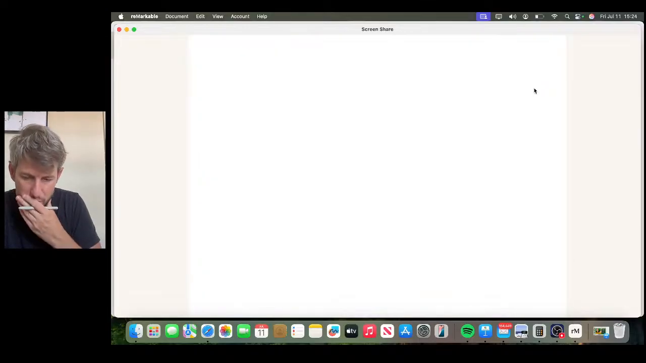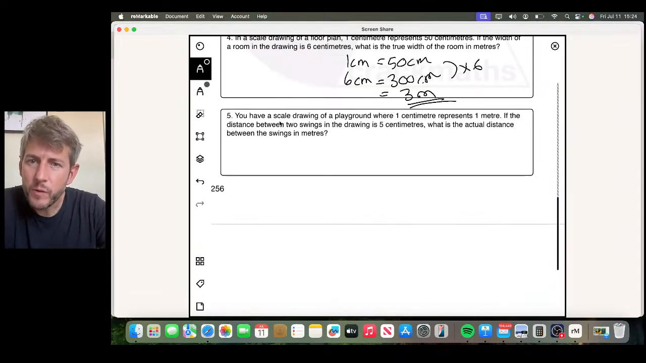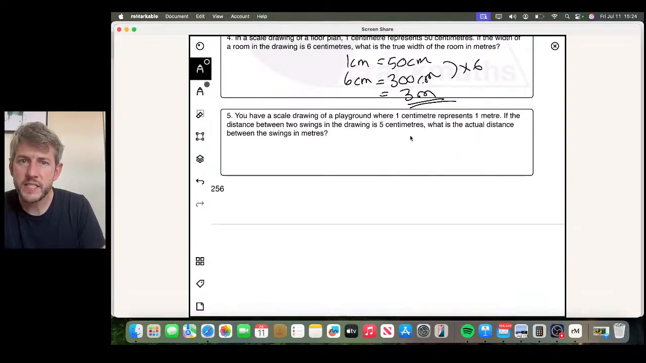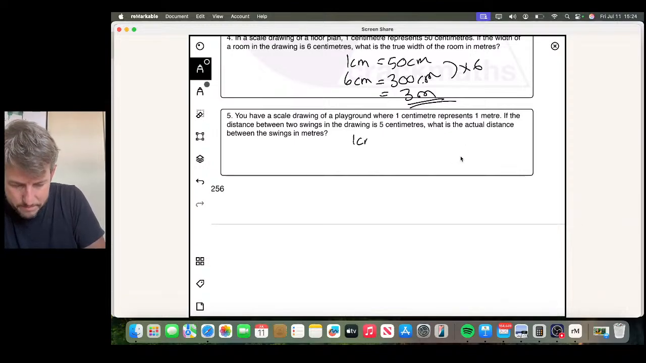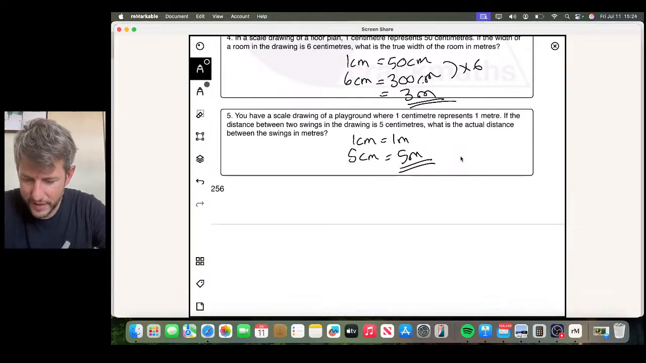Question 5. You have a scale drawing of a playground where 1 centimetre represents 1 metre. Okay, if the distance between the 2 swings is 5 centimetres, what is the actual distance between the swings in metres? So we have got 1 cm equals 1 m, so 5 cm will equal 5 m. So there we go, 5 metres would be the answer for that one.